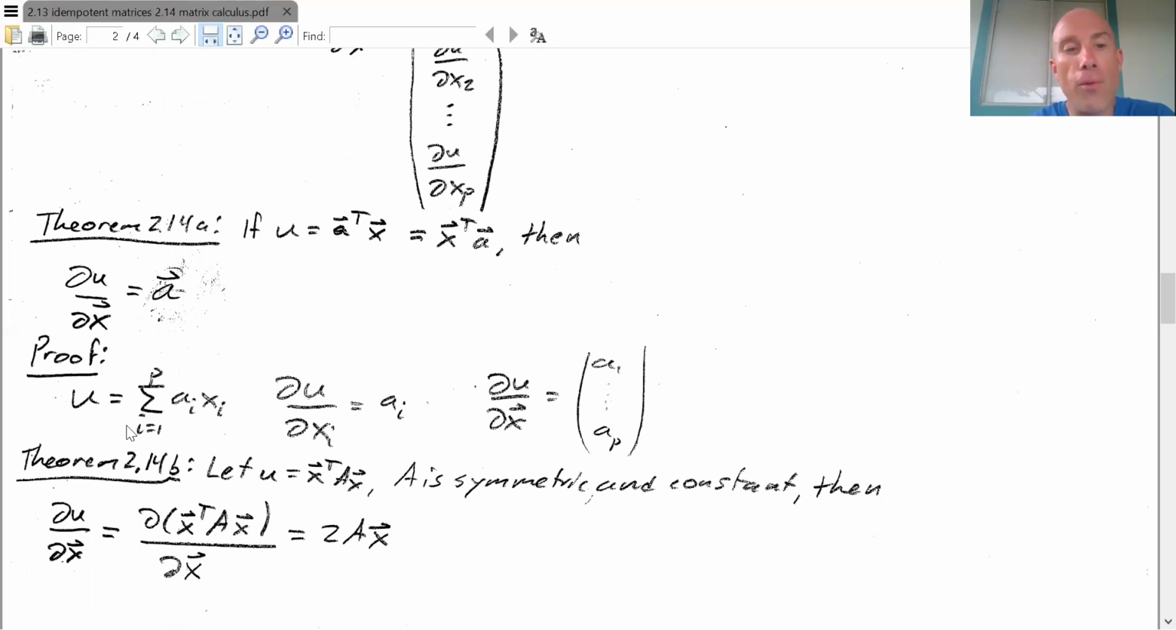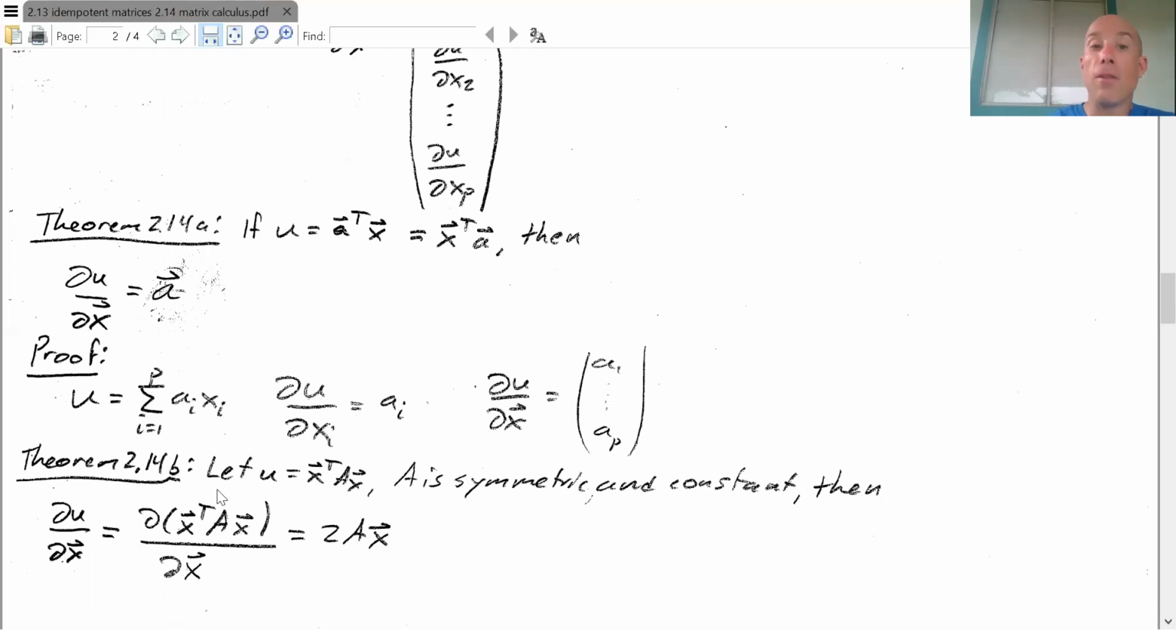The proof is basically to write it out. U is equal to the sum of a_i x_i. If I take the derivative with respect to x_i, I get x_i's coefficient, and therefore it follows if I just write it out.